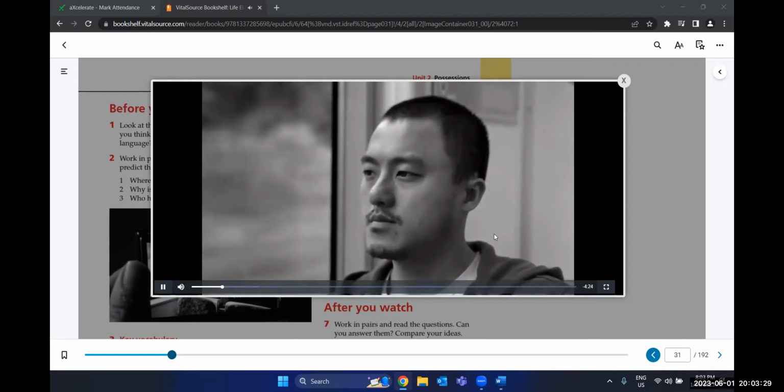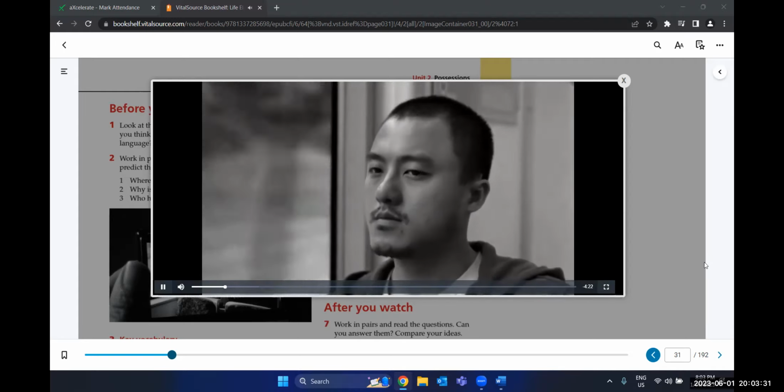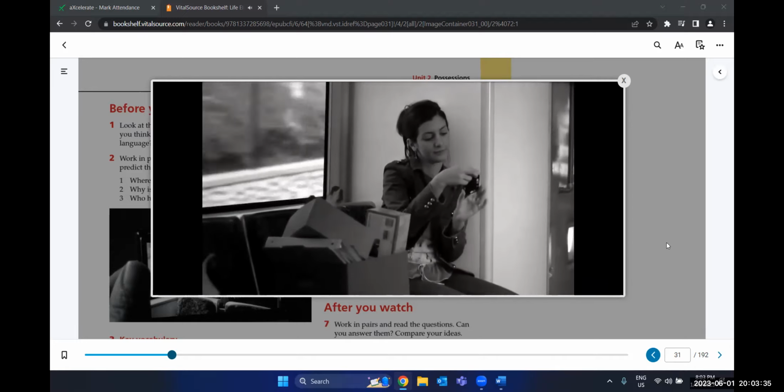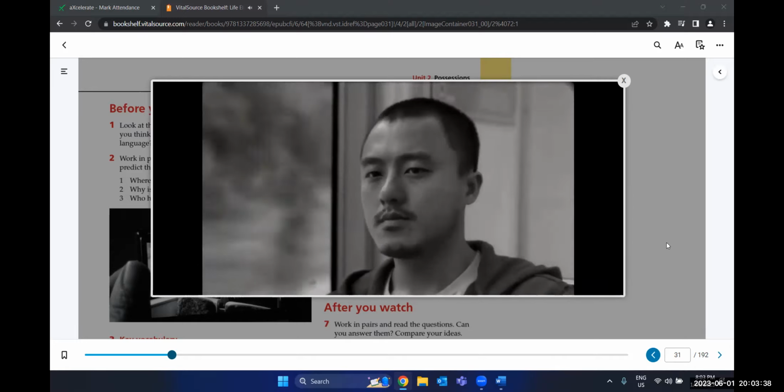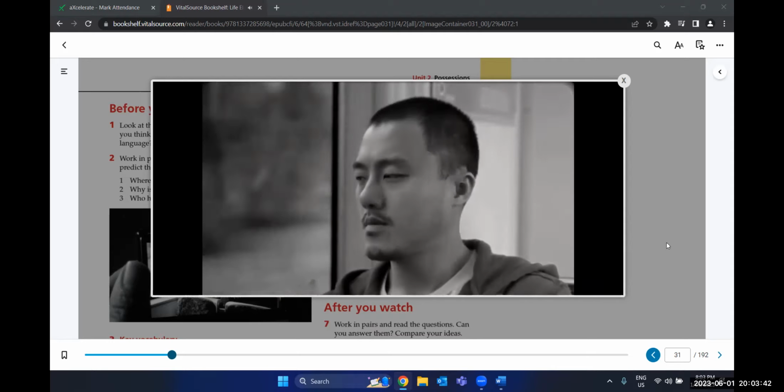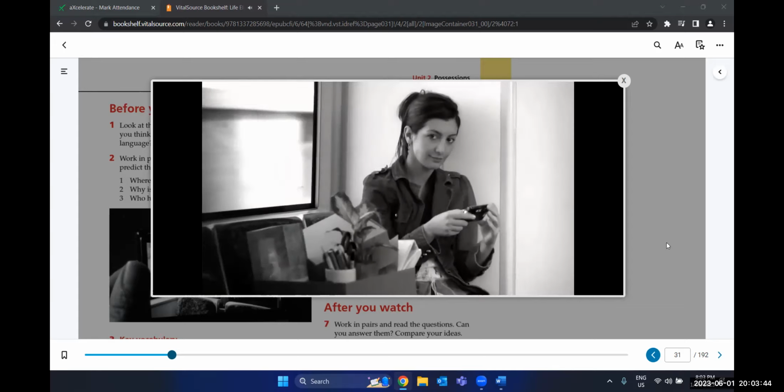So we see a bike. That was his. And the woman with her camera. And she has a box next to her. And you'll notice the plant is in the box.